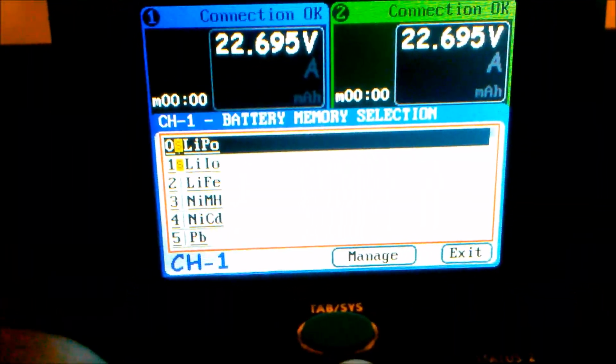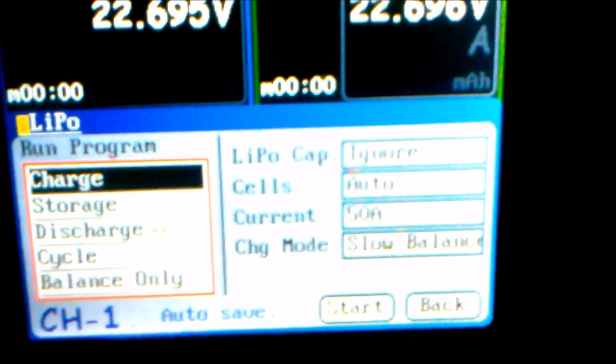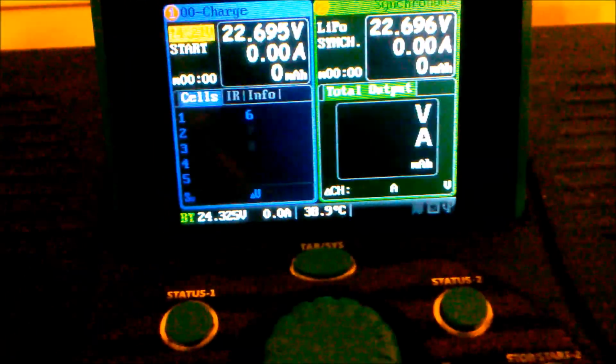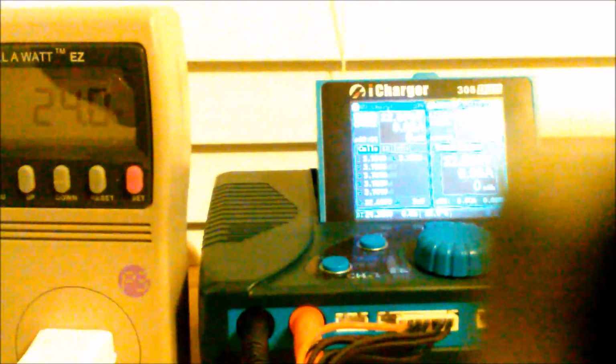All right, let's see, go ahead and start this up. All right, you should see it's at 50 amps over there. So let's go ahead and start this up. I'm going ahead and set this in my vise here to record everything.